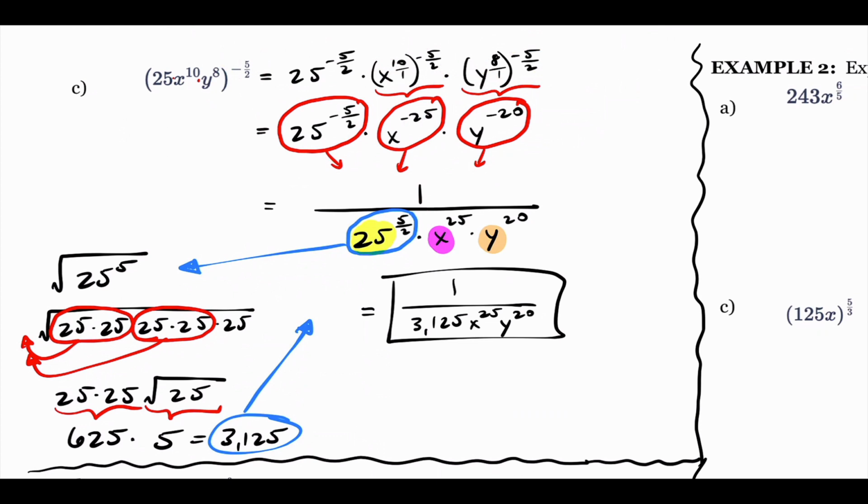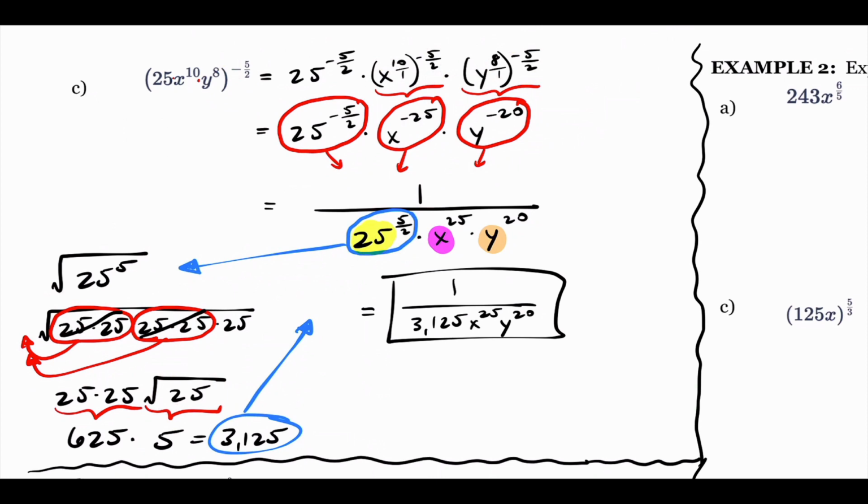And then 25 to the 5 over 2 meant the square root of 25 to the 5th power. So there were 5 25s, and I'm looking for pairs. So I got 1 pair, 2 pair. That leaves 25 inside. But then 25 has a square root, which is 5. So 625 times 5, you get 3,125. That takes the place.